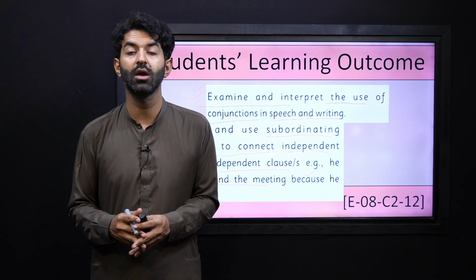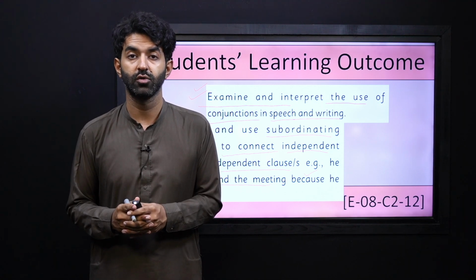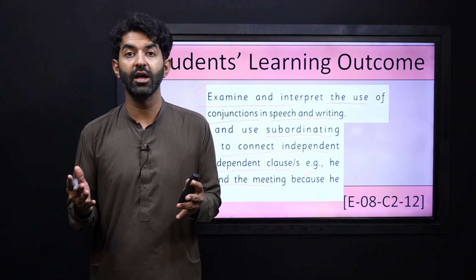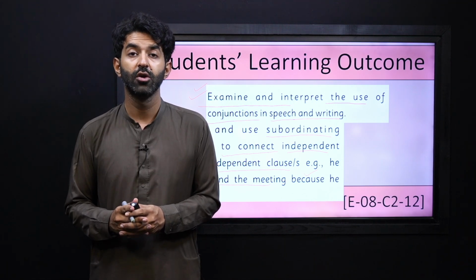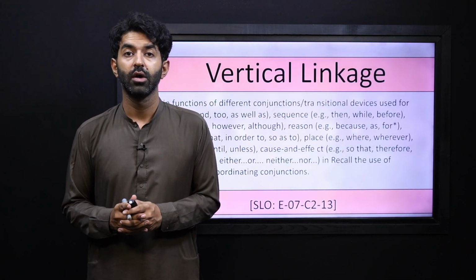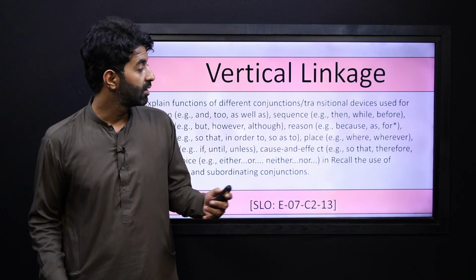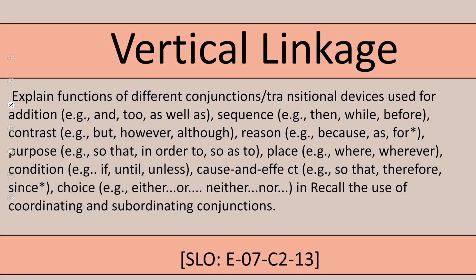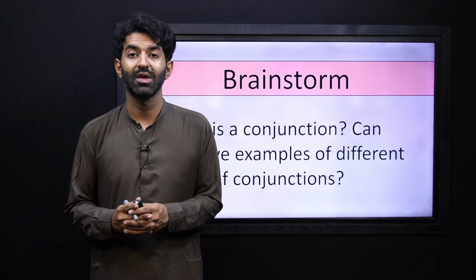So basically, there are three different types of conjunction, and conjunction, as we know, is a part of speech. You have been learning it for a very long time, so let's recall it. Now here's a vertical linkage. This is added from grade 7, the previous grade, to show you that the learning outcome is connected.